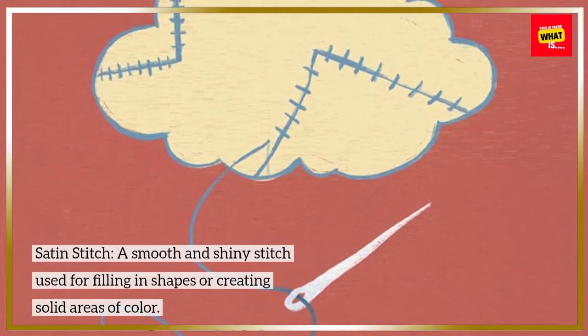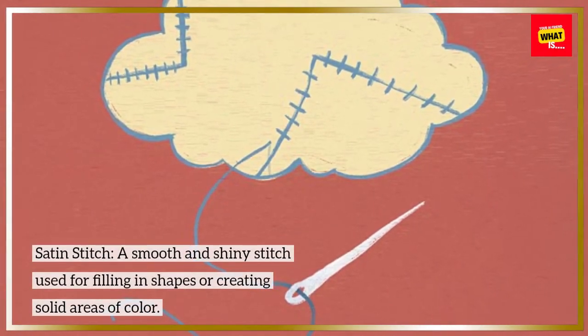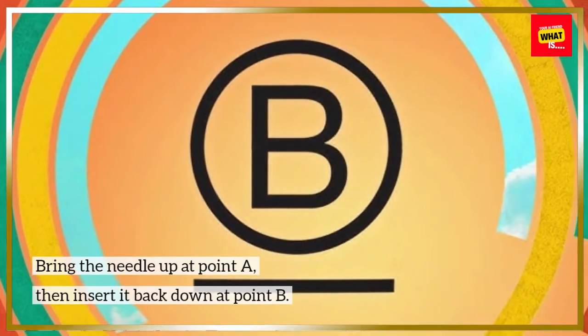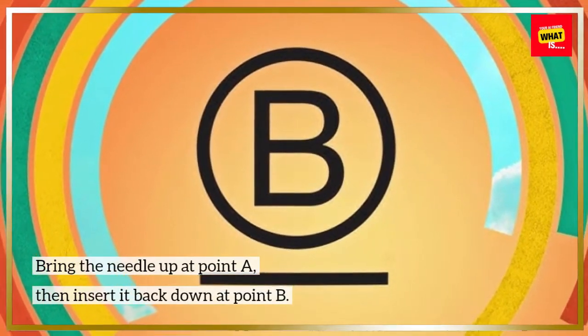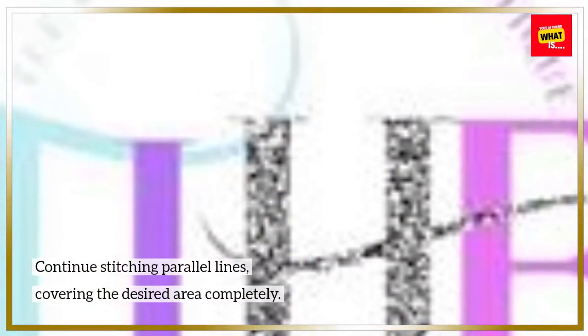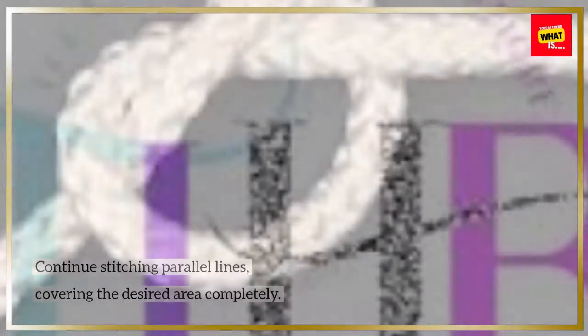Satin stitch. A smooth and shiny stitch used for filling in shapes or creating solid areas of color. Bring the needle up at point A, then insert it back down at point B. Continue stitching parallel lines, covering the desired area completely.